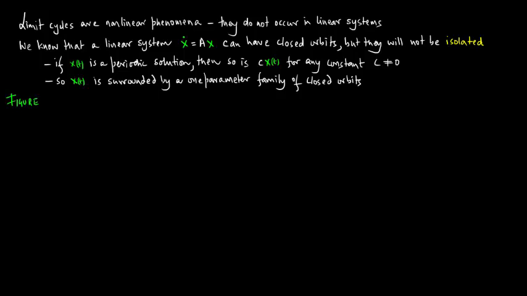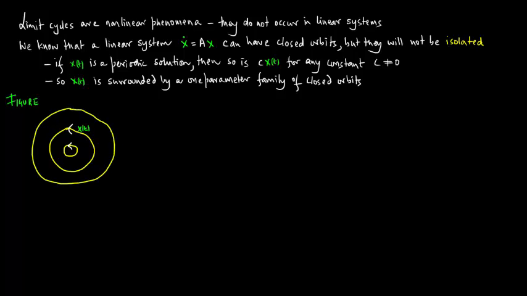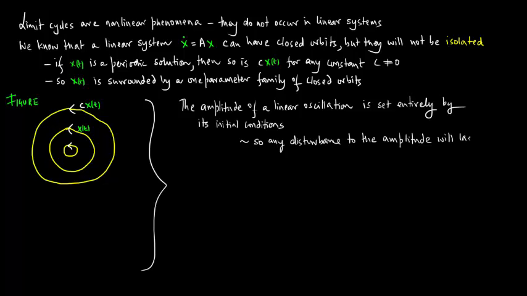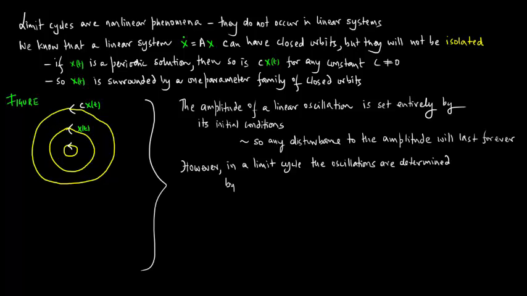So now let's visualize this through a figure. We have a closed orbit. We have another closed orbit x of t. And we have another closed orbit c times x of t. So the amplitude of a linear oscillation is set entirely by its initial conditions. So any disturbance to the amplitude will last forever. However, in a limit cycle, the oscillations are determined by the structure of the underlying system.